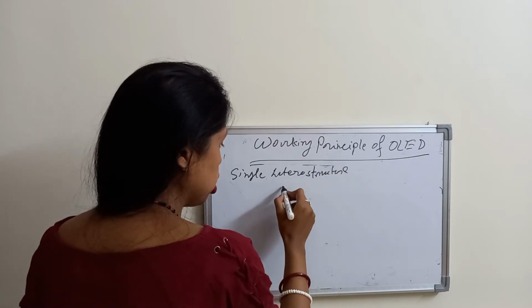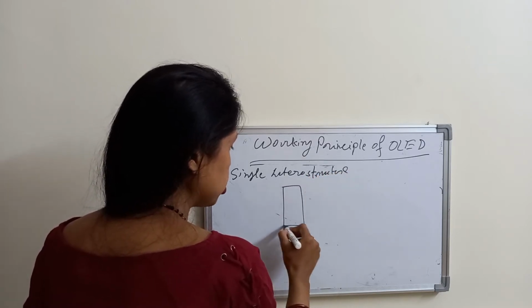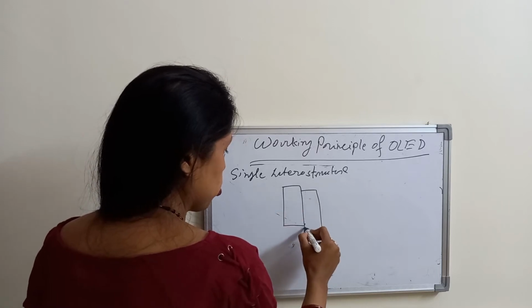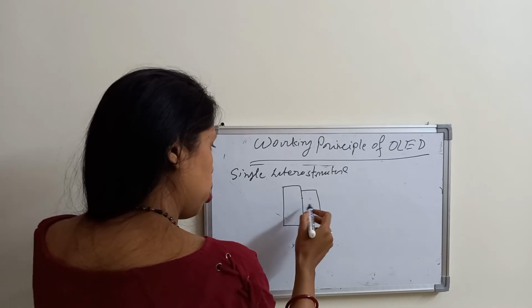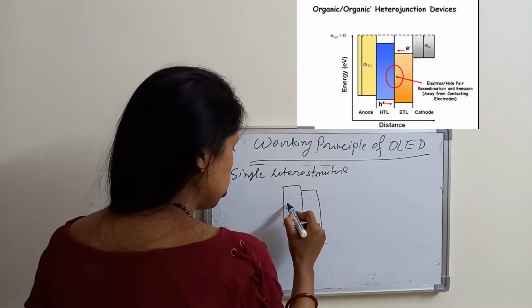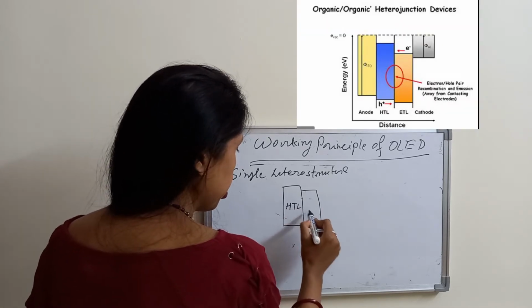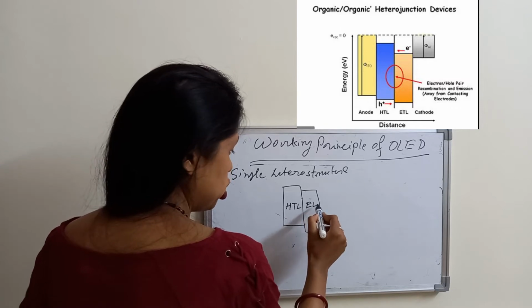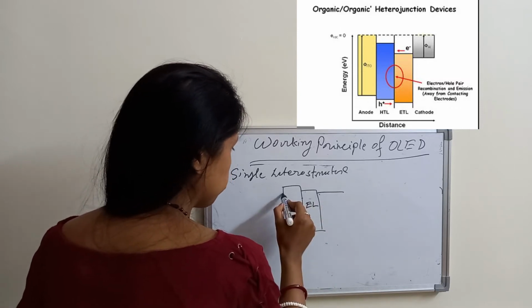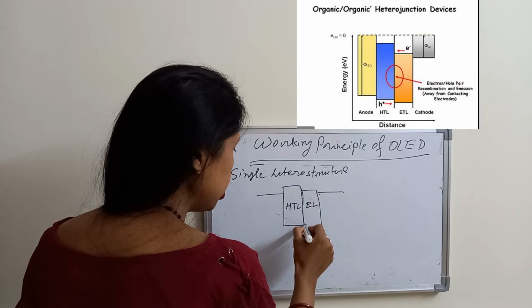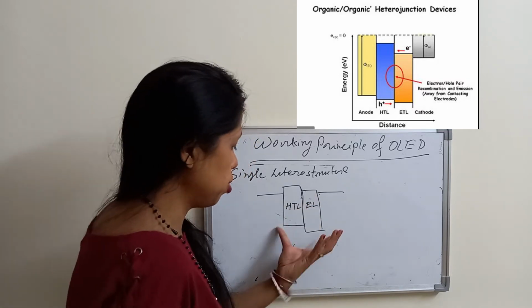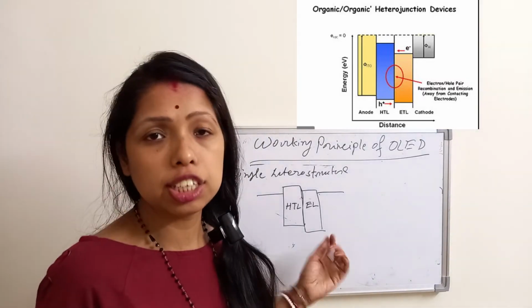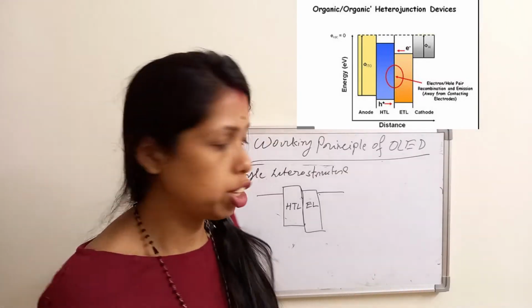In the case of the single heterostructure, only one junction is there between two materials, right? Suppose this is the hole transport layer and this is the emission layer. This is the single heterostructure. The junction is called the single heterojunction, and the structure is called the single heterostructure.